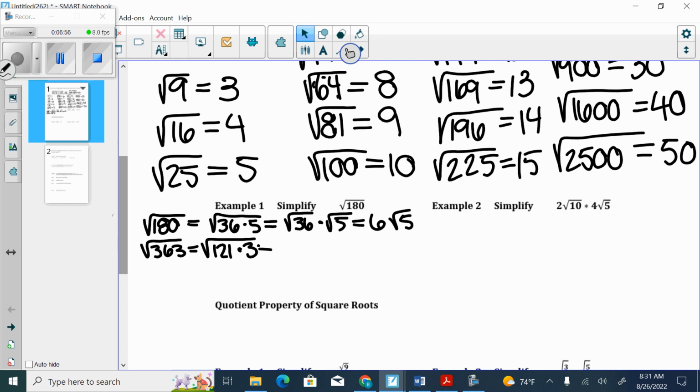Like we said here, I could rewrite those as two separate radicals being multiplied together. The square root of 121 is the 11, right? So I could rewrite this as 11 square root of 3. Okay? Now let's do one more. Let's do square root of 75. So what will multiply to give me 75?